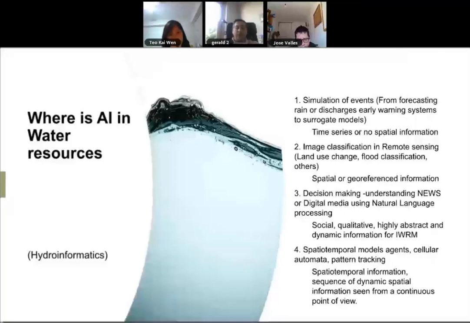And number four, of the ones that I am aware of, some of these applications, is the spatiotemporal models. So let's say agent models, cellular automata models, pattern tracking. So how can spatiotemporal information of a dynamic nature be seen and used for replicating what is happening in real life?